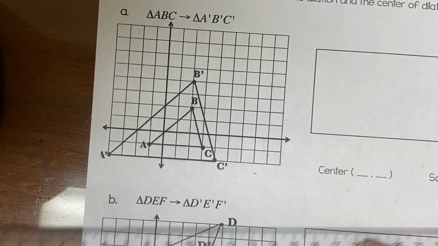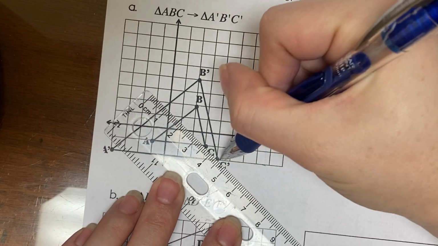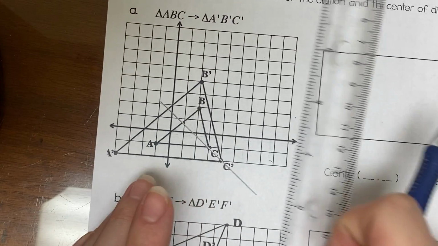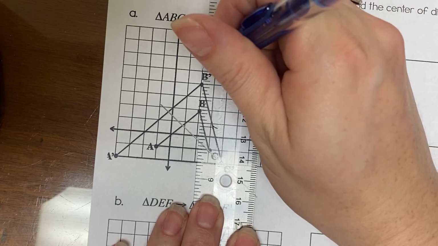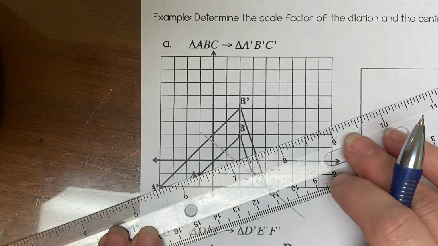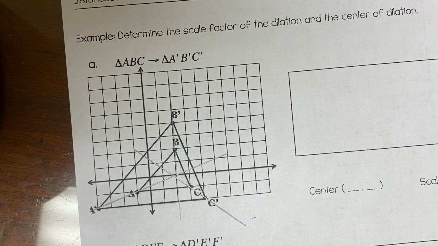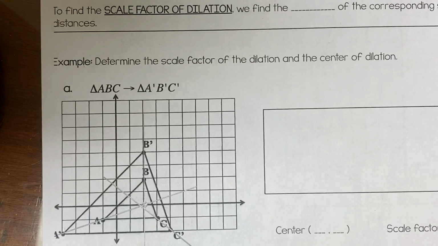So we're going to take a ruler and we're going to connect C to C and extend that line even farther. It doesn't matter what letter you start with. Connect B to B and A to A. So connect and extend. Right. And then where those three lines cross, that is going to be my center of dilation.